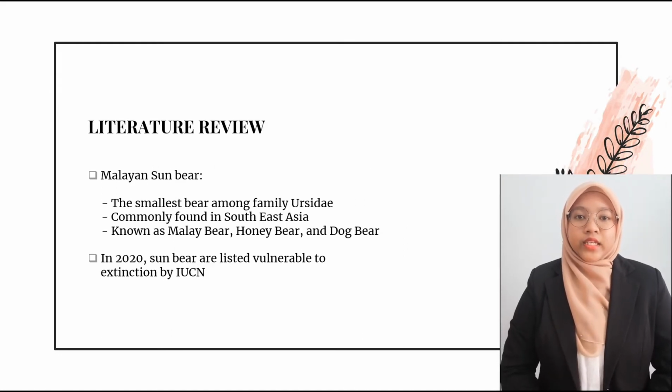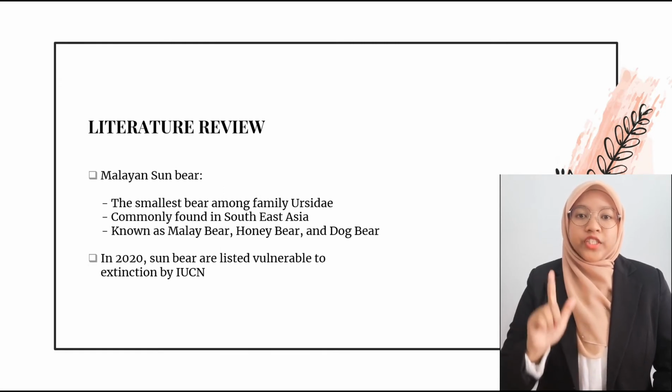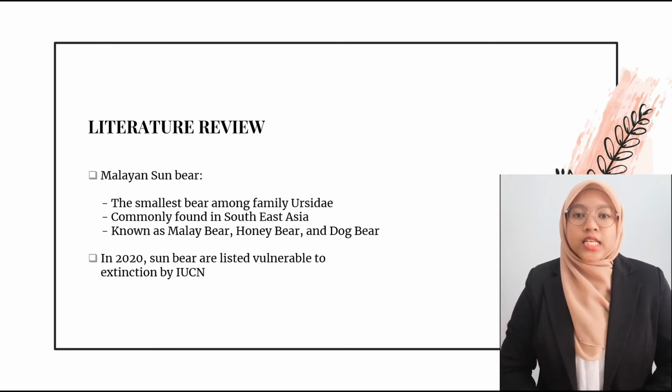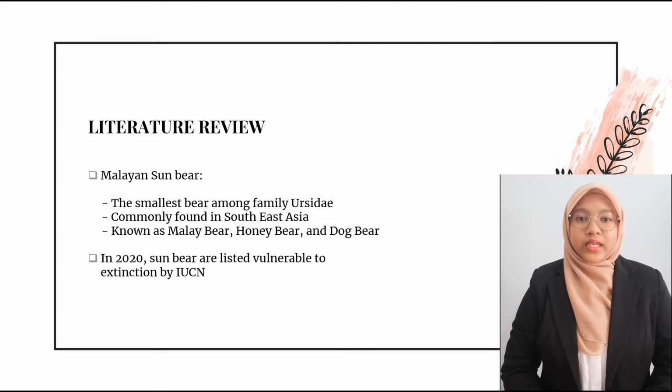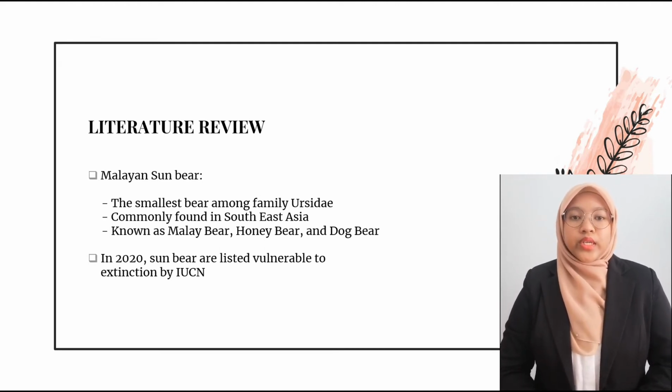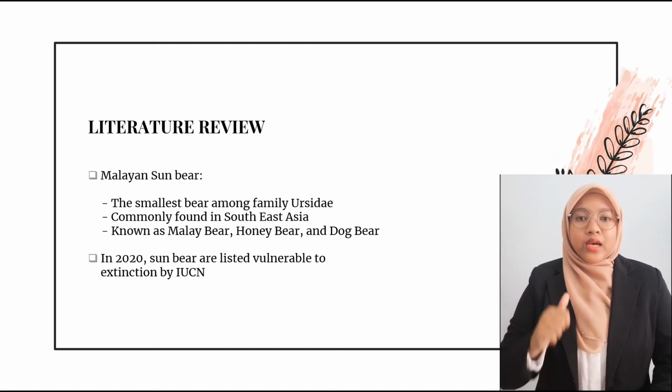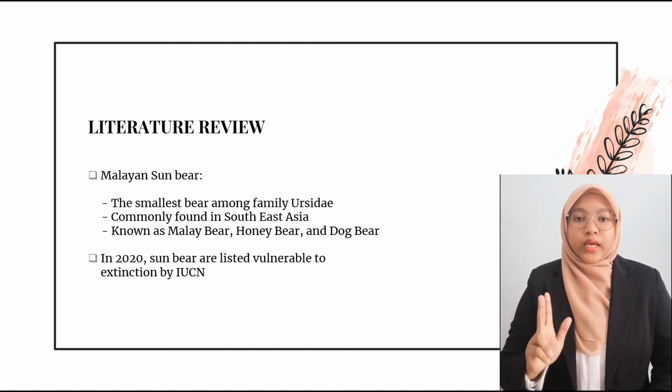In this research, you will find a few terms such as sambar, spatial data, and home range. Sambar is the smallest bear among the family Ursidae. Sambar are commonly found in Southeast Asia, including Borneo and Sumatra. The habitat of the sambar is primarily the lowland of tropical forest. Sambar, also known as Malay bear, honey bear, and dog bear.